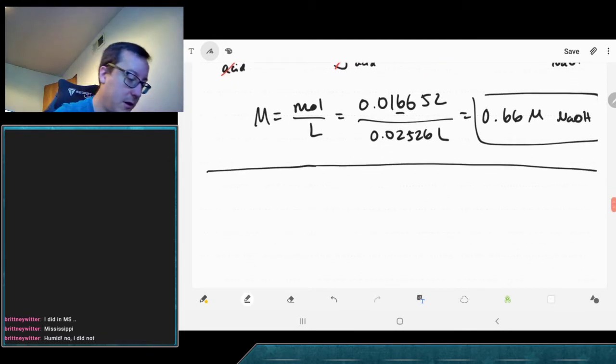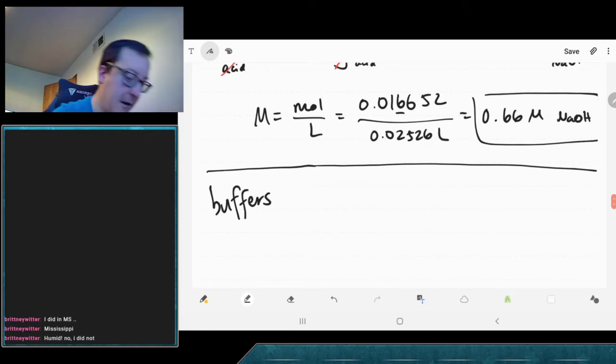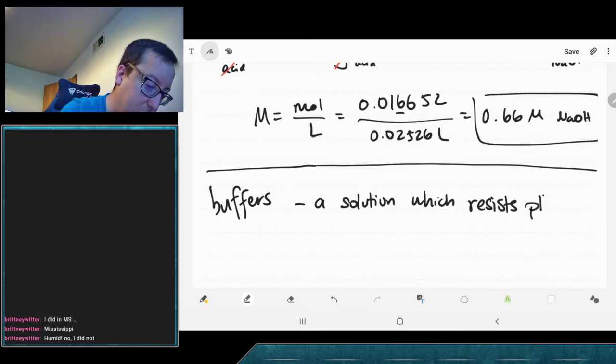Alrighty then, we're on to our very last topic, which is something very important called a buffer. A buffer is a solution which resists pH change.